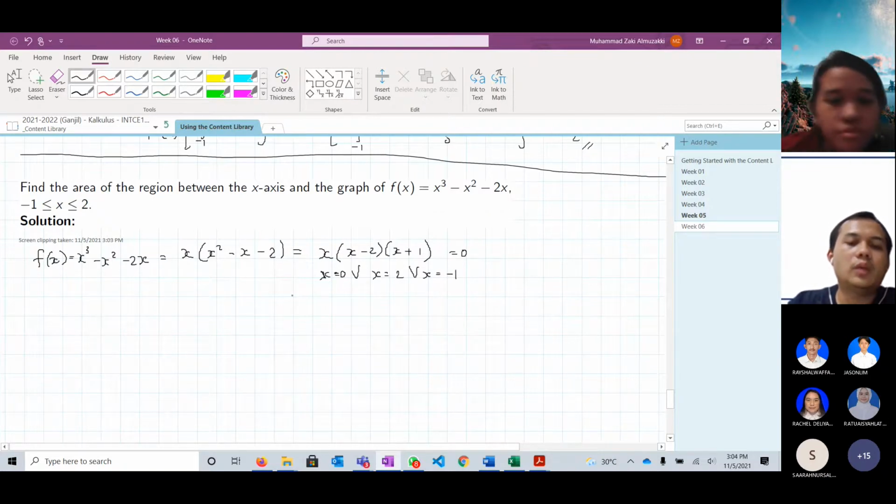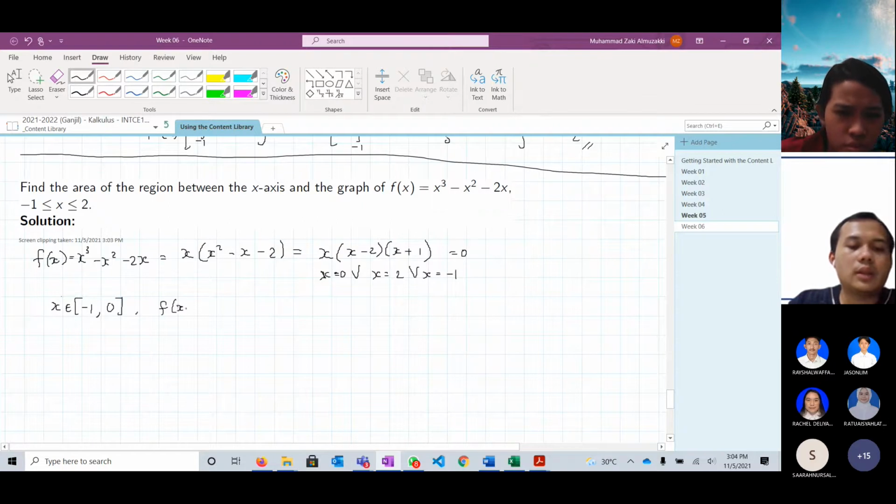So now we know, for x from minus 1 to 0, we know that f of x from minus 1 to 0 is positive or negative?